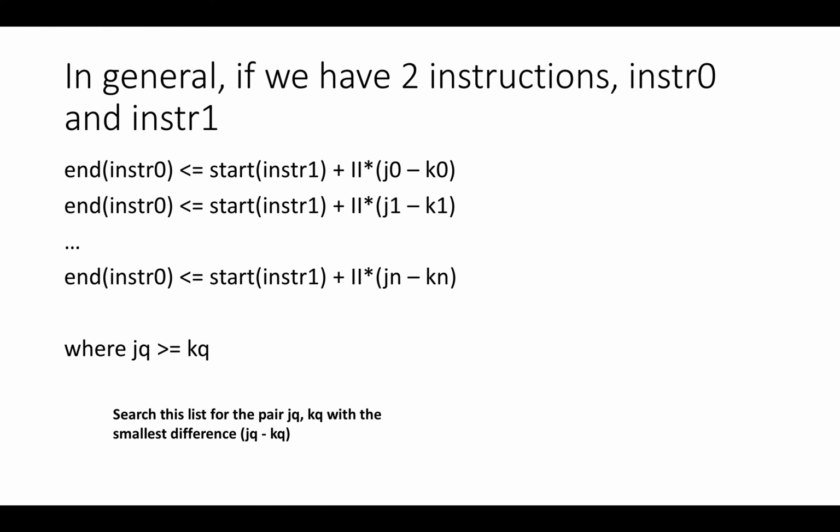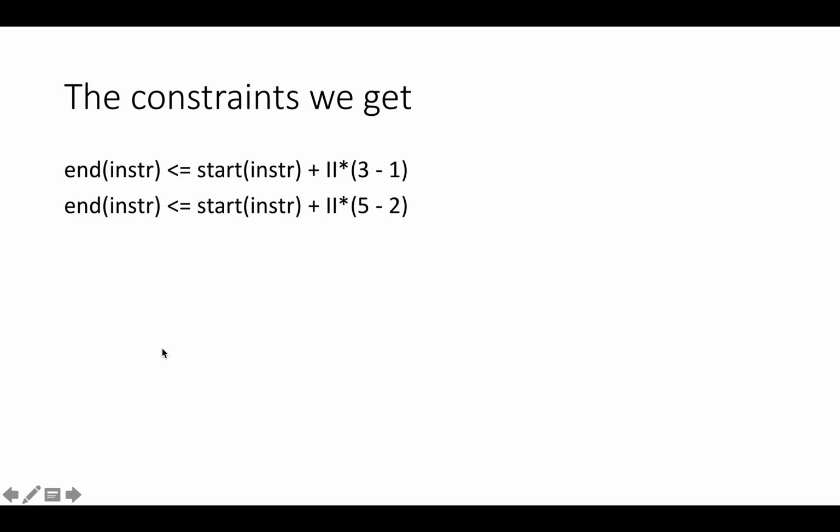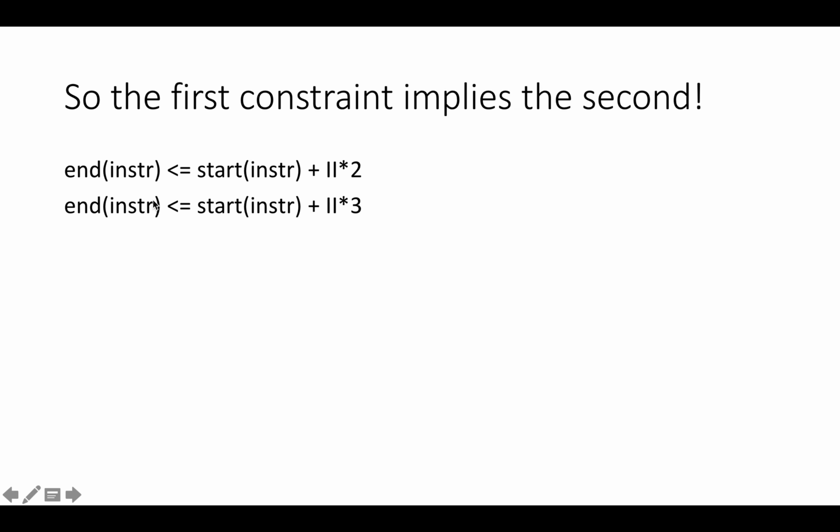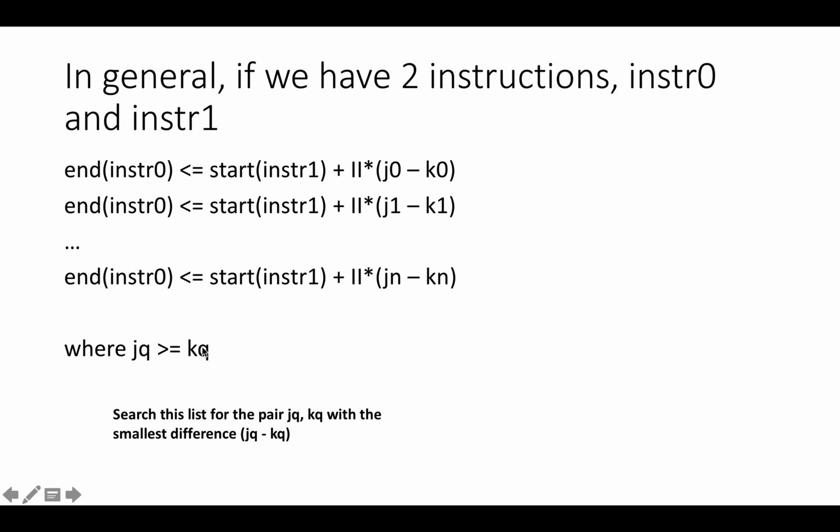If you look at any system of constraints, if you generate a bunch of constraints for any two instructions, call them instruction 0 and instruction 1, and they're of this form, that the end of instruction 0 is less than or equal to the start of instruction 1 plus I times the difference between j and k, where there's a bunch of different j's and k's for the different pairs of iterations that could depend on one another. If it's the case that for every q, jq is greater than or equal to kq, so j0 is greater than or equal to k0, j1 is greater than or equal to k1, and so on, then, and this is true because our algorithm always searches with j at least k, it's always the case that jq will be greater than or equal to kq. The j value will always be greater than or equal to the k by construction.